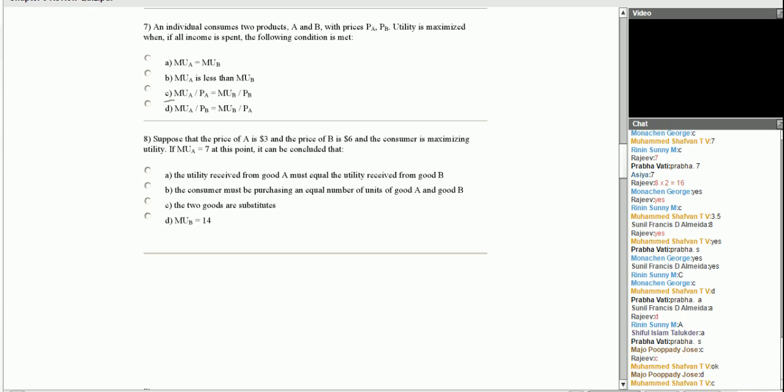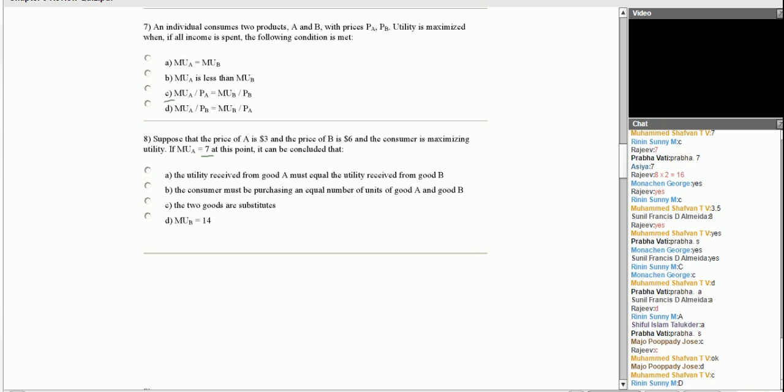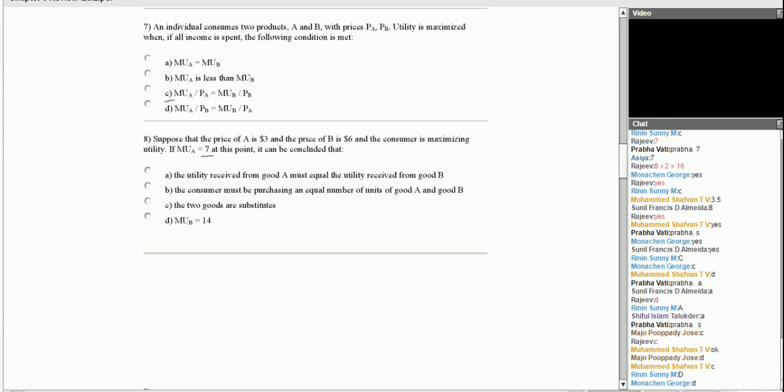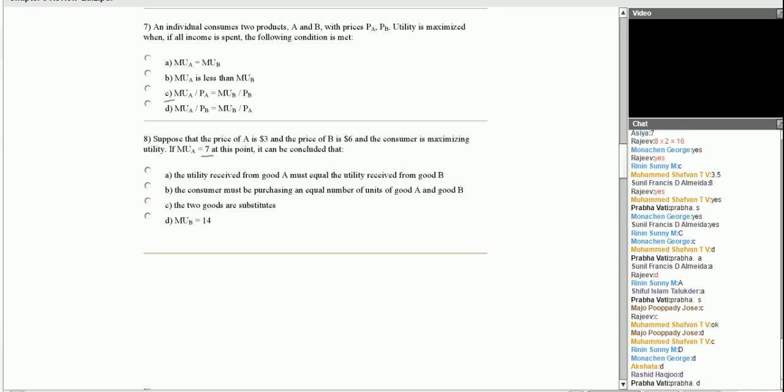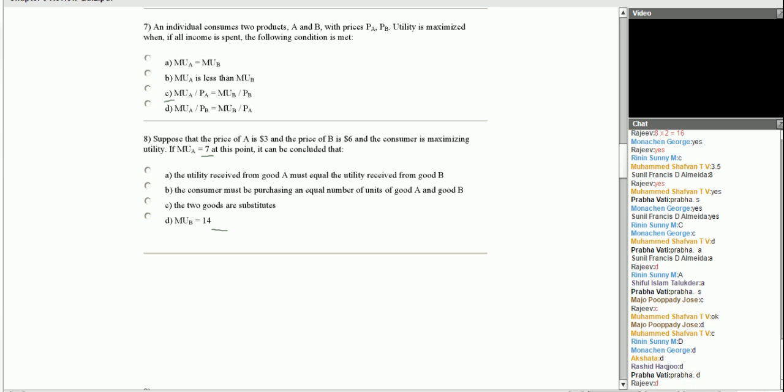The price of B is double that of A and the consumer is maximizing his satisfaction. A is giving 7 units of satisfaction. Now how much will B give? Asiya, Akshita, Rajiv, Anas, Prabha, Monachin, Sanubar, yes, it will be 14. Okay, simple.